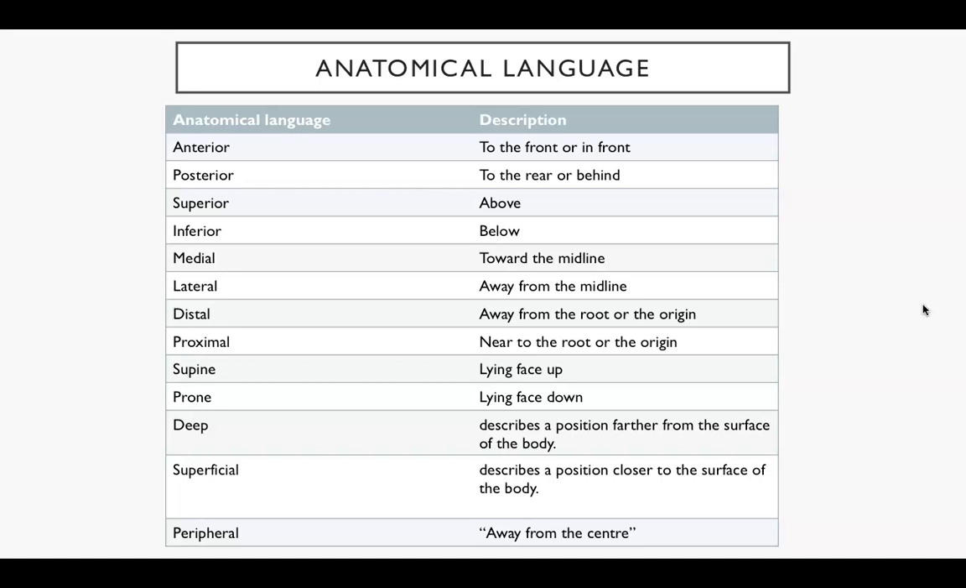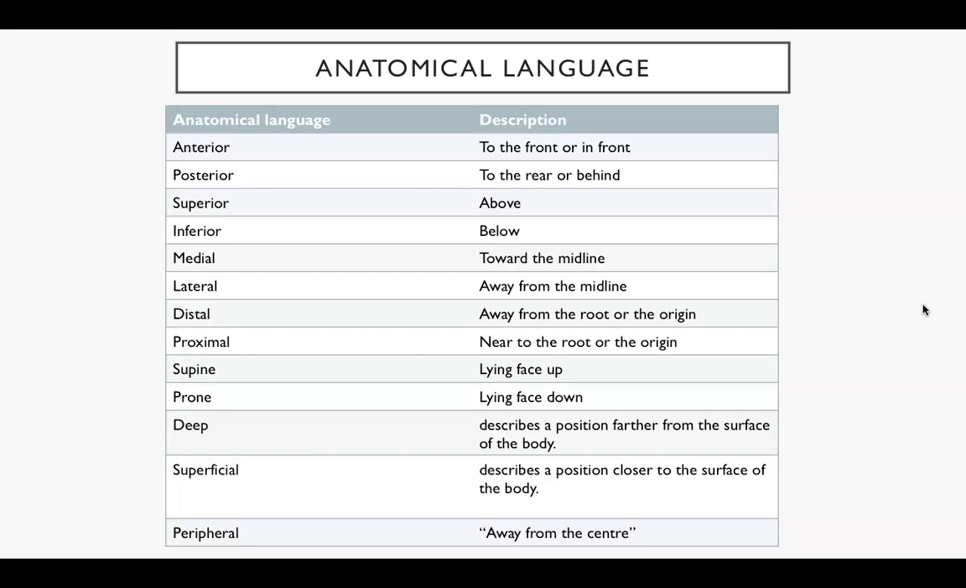We also have medial, which is toward the midline, and then lateral, away from the midline. I'll discuss those two in a bit more detail on the next slide. We have distal, which is away from the root or the origin, and proximal, which is near to the root or the origin.